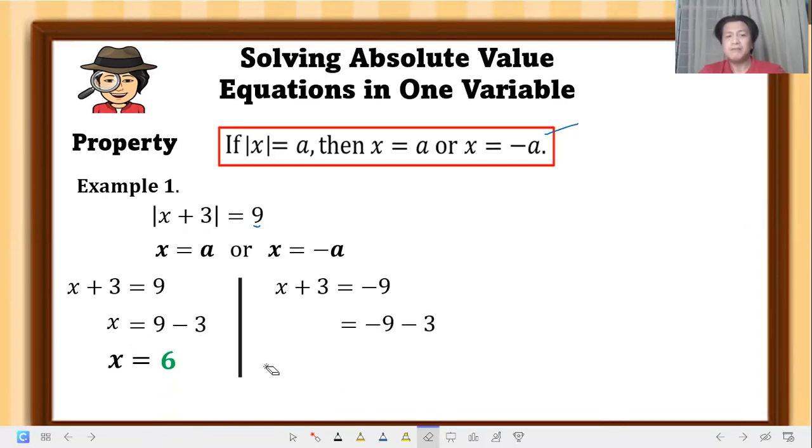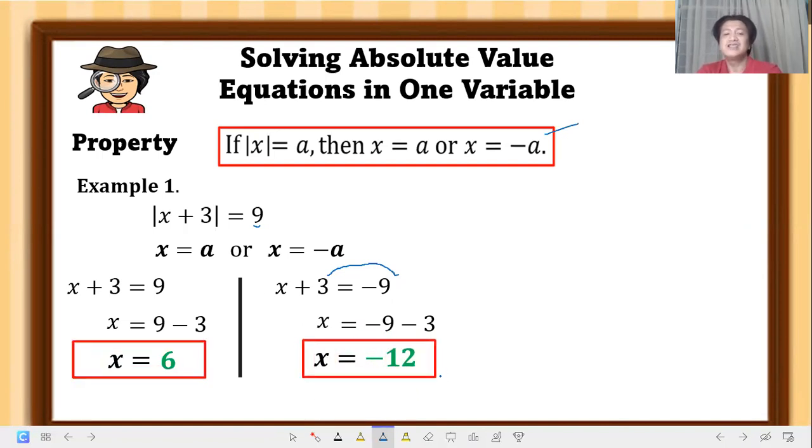At dito naman sa pangalawa, so transpose natin yung positive 3, syempre magiging negative yan. And since this is negative, you are going to combine what is negative 9 tsaka minus 3. Copy muna natin yung x. If you are going to combine this, that will become negative 12. So yan ngayon yung dalawang solutions natin sa absolute value equation. And then you are going to check para makita natin kung masasatisfy ba niya doon sa absolute value equation natin. Kailangan mag-equal siya ng 9.